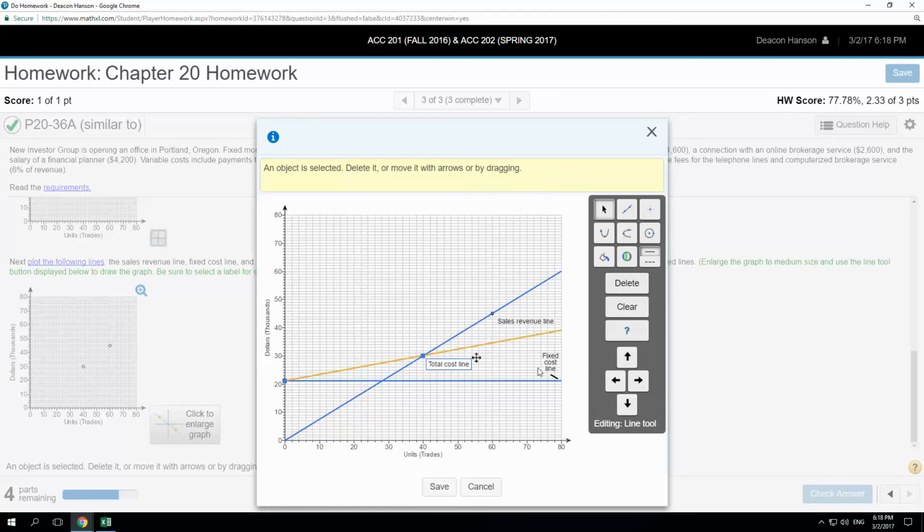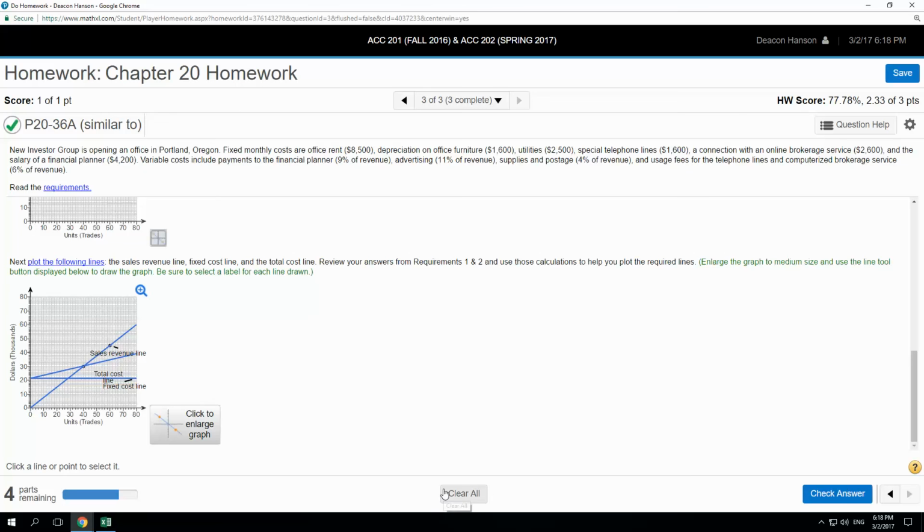Wait, how come I can't label my graph? A box should come up to allow you to label it. So you might have to clear and start again. Really? Again? Yeah, you might have to. This thing is so stupid.